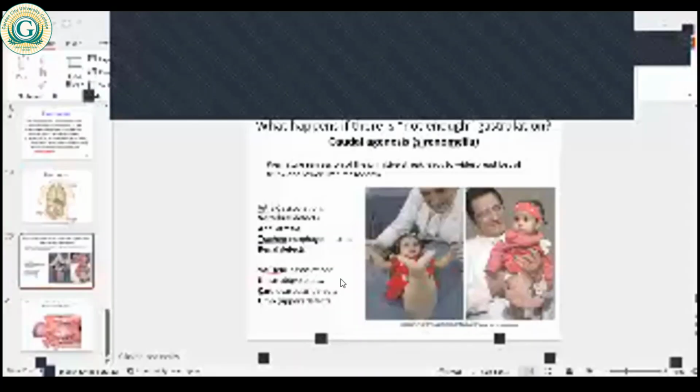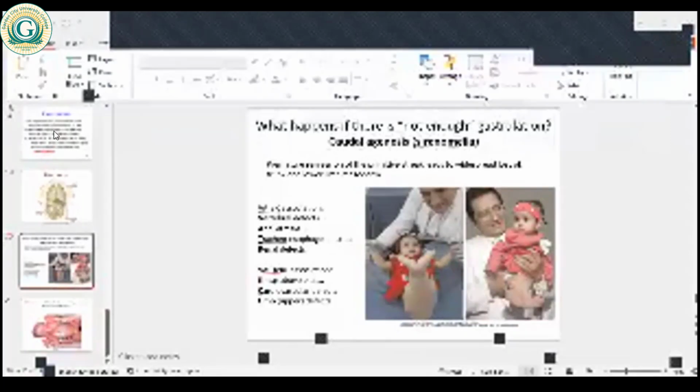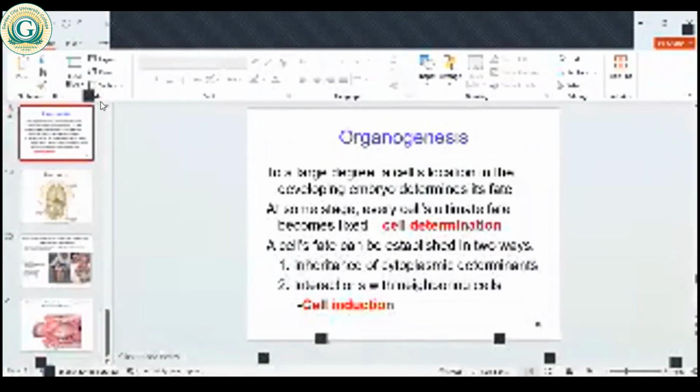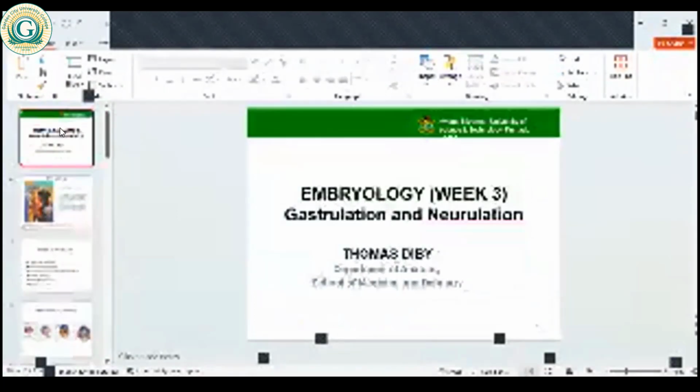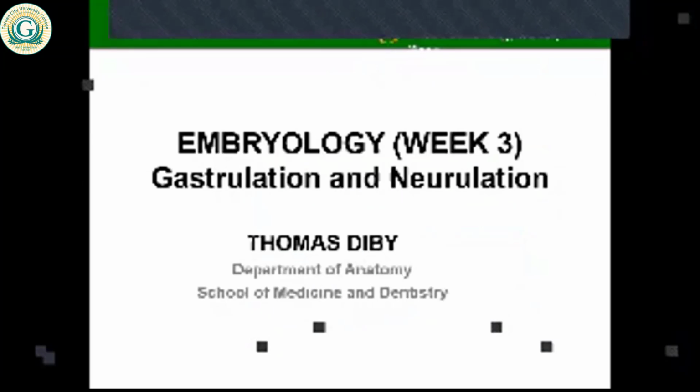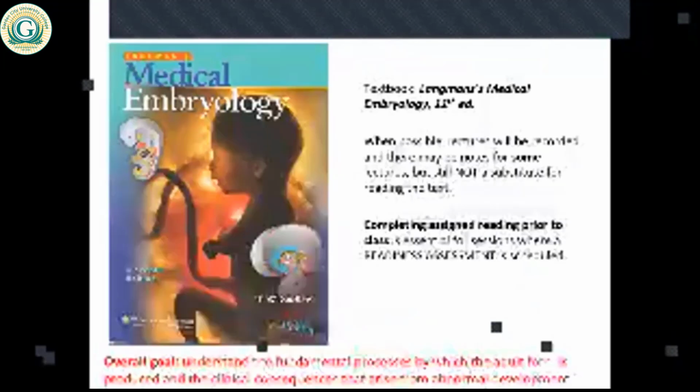Okay, let's share today's lecture. Today's lecture is week 3. So today's lecture, can you see the screen? Yeah. So today's lecture is about gastrulation and neurulation. Okay. So this is the reference material, my Medical Embryology 11.